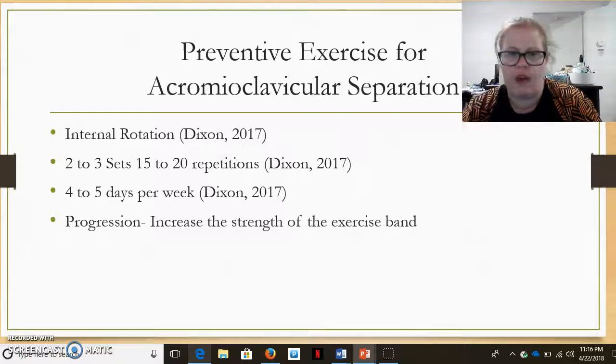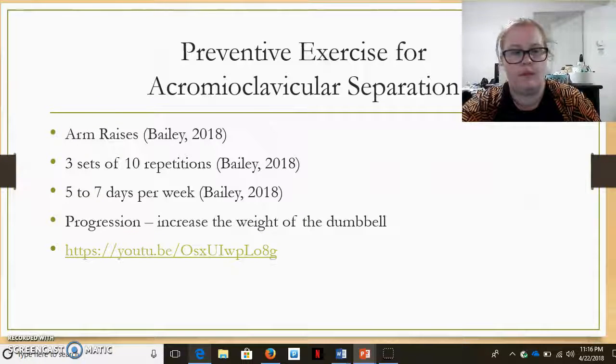So the next one is a preventative exercise. This is internal rotation. So you're going to do 2 to 3 sets of 15 to 20 repetitions, 4 to 5 days a week, and then increase the strength of the exercise band. Now the next one is arm raises. So you're going to do 3 sets of 10 repetitions, 5 to 7 days a week, and then you're going to increase the weight of the dumbbell as you go.